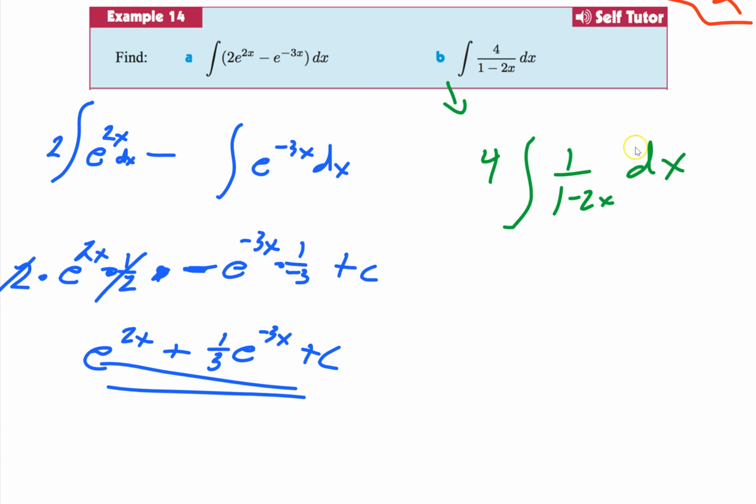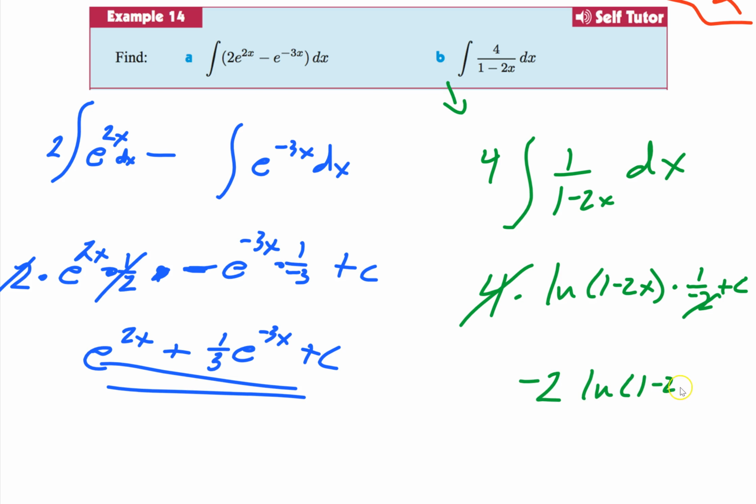And now you can go, oh, it's a natural log because it's 1 over x. So integrate the outside, natural log. Leave the inside alone, and then you divide by the derivative of the inside. The derivative of the inside is negative 2, so divide by it. Don't forget the plus c. These reduce. I get negative 2 natural log of 1 minus 2x plus c. One more.